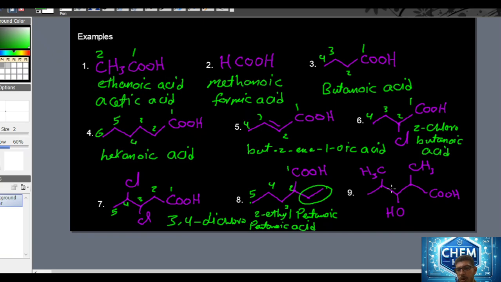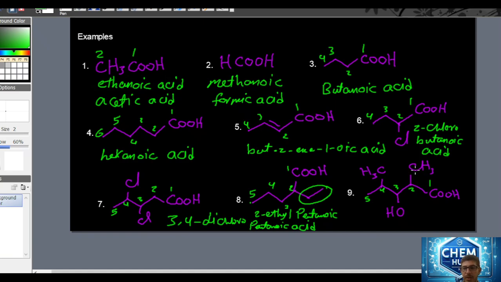How about this one? Would you start from here, or would you start nearest to, let's say, the hydroxyl group or even the methyl group? No, you have to always start from the carboxylic acid group, since the carboxylic acid group takes the highest priority over the methyl group and hydroxyl group. So you have to start from the carboxylic acid group. Here's one, two, three, four, and five.